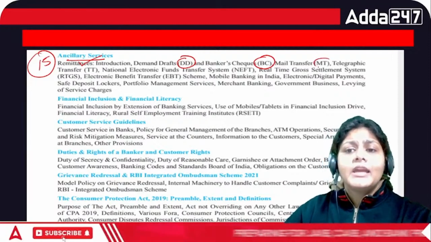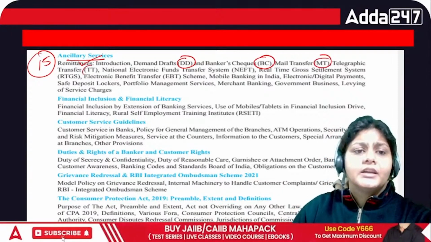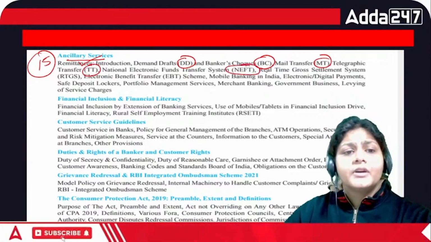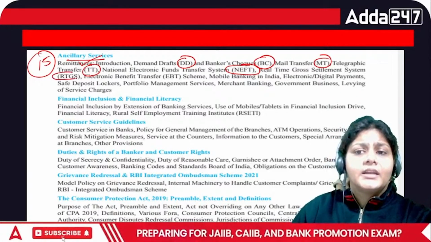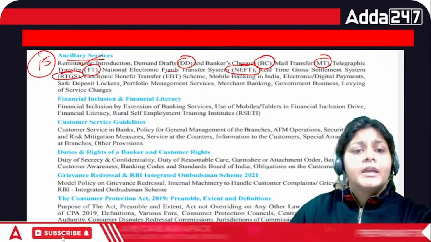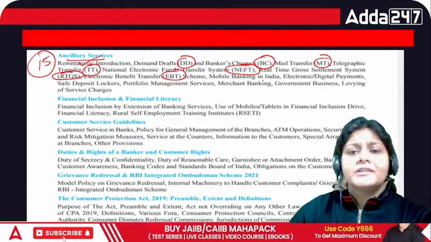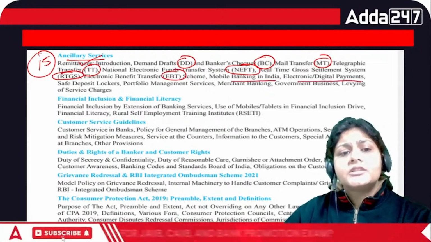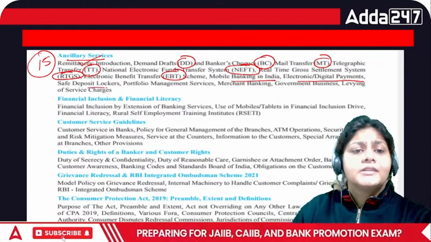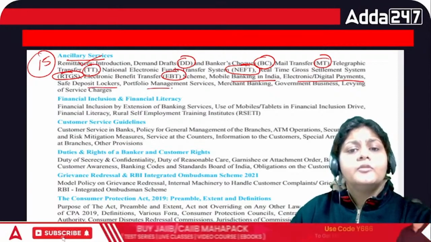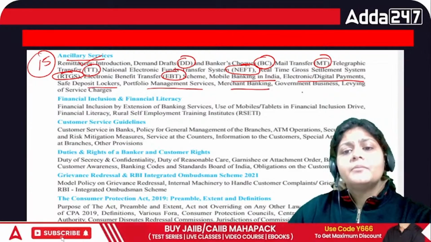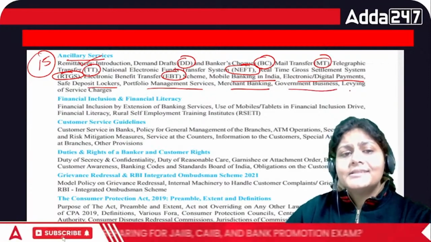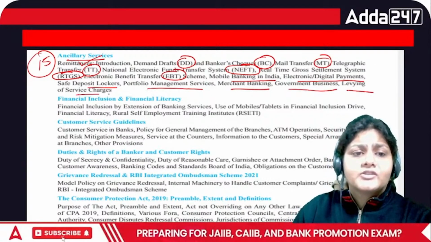Then we have the MT here, TT, that is telegraphic transfer, NEFT, National Electronic Fund Transfer, RTGS, Real Time Gross Settlement system, EBT, electronic benefit transfer, mobile banking in India, electronic and digital payment, safe deposit locker, portfolio management service, merchant banking, government business, levying of service charges.